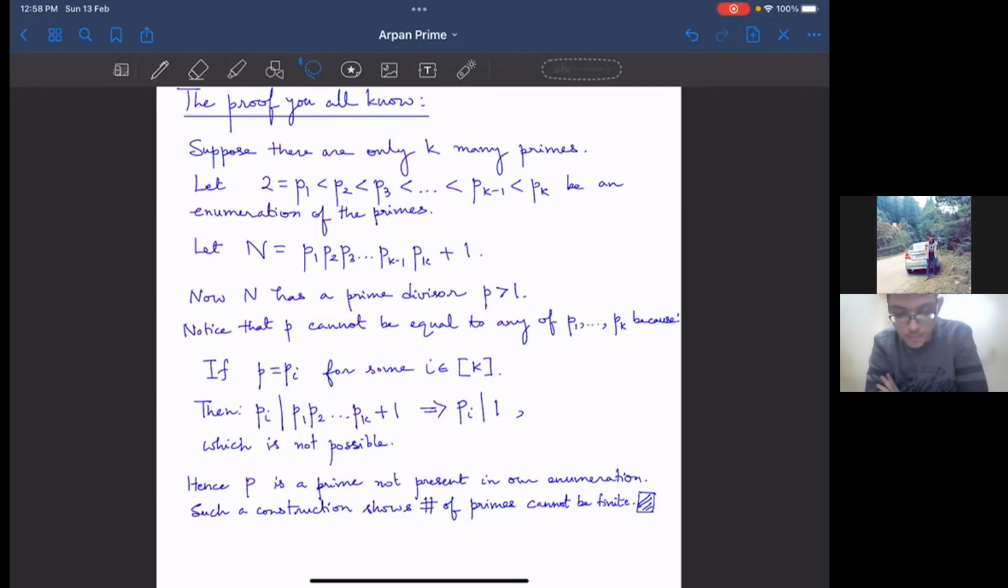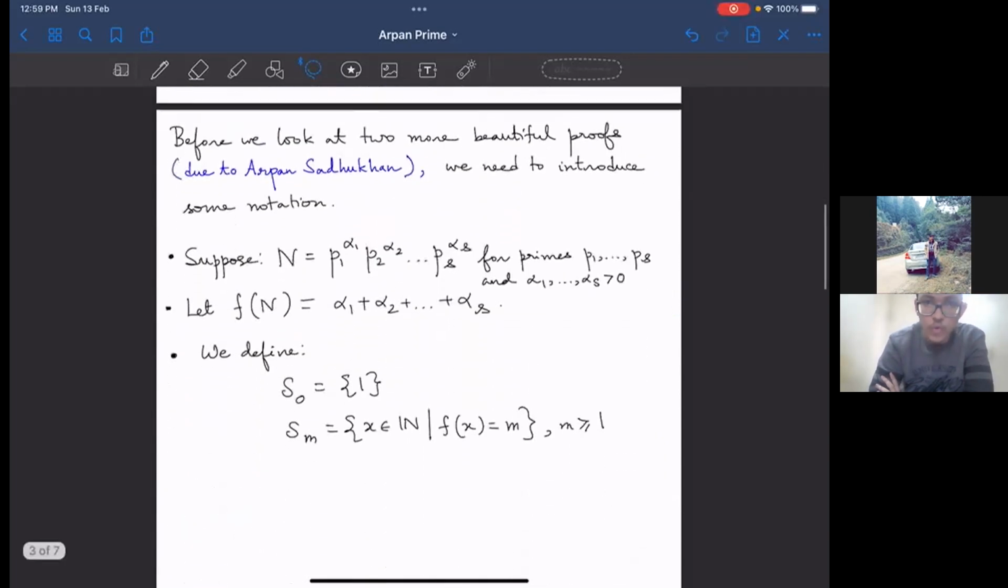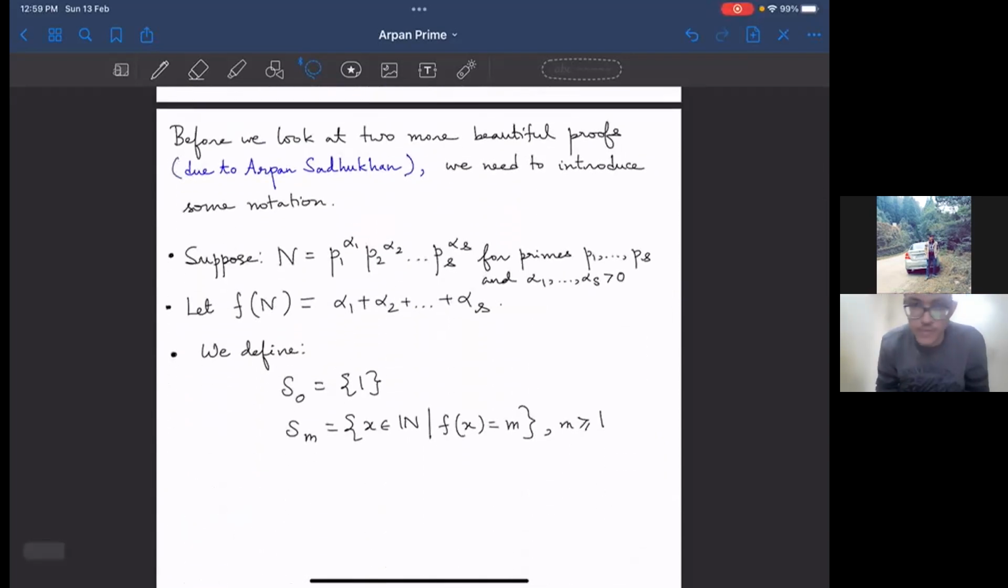But what is more interesting and elegant are two beautiful proofs due to Arpan Shadukan. He is a graduate of BSET from my side. He graduated in 2016. He's one of my seniors. Before we look into his ingenious proofs, we need to introduce some notation.